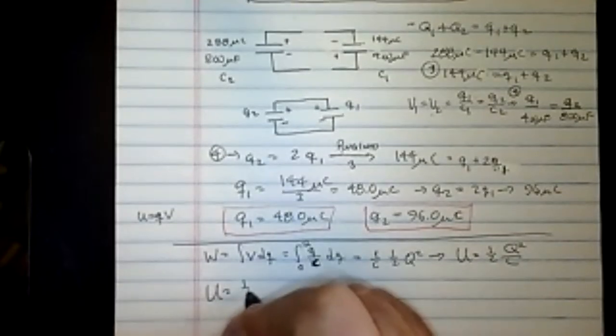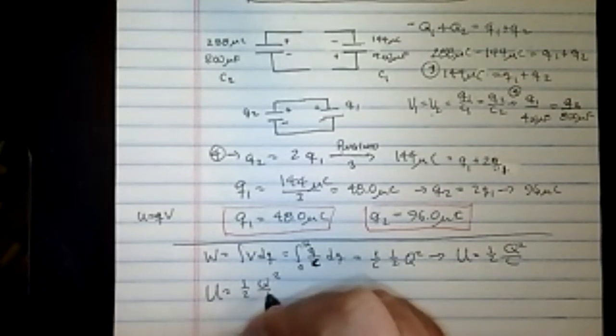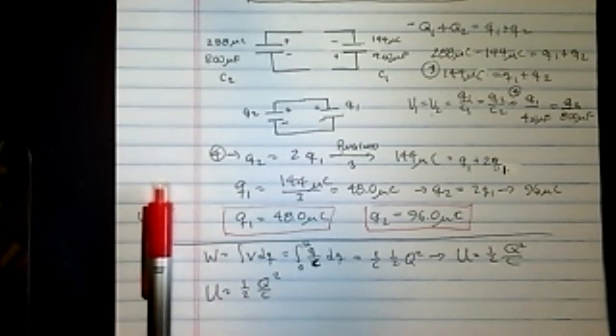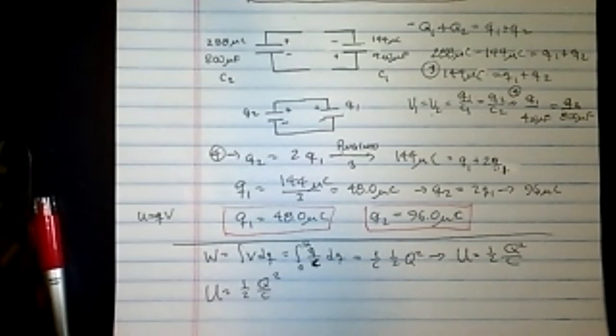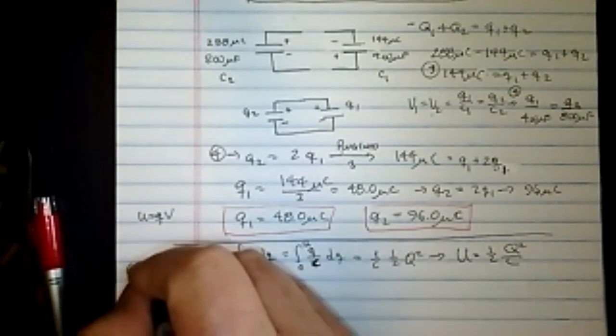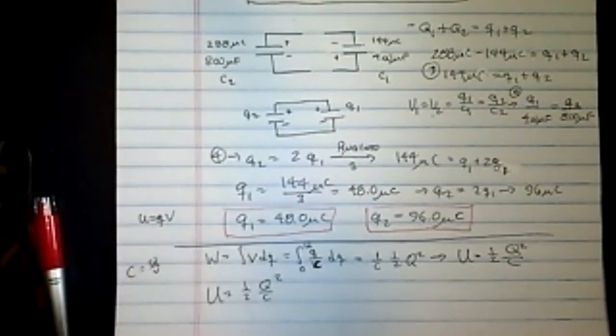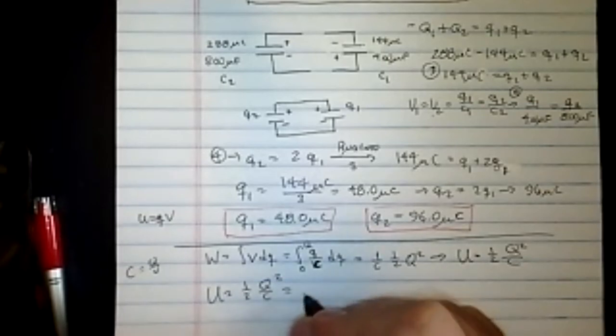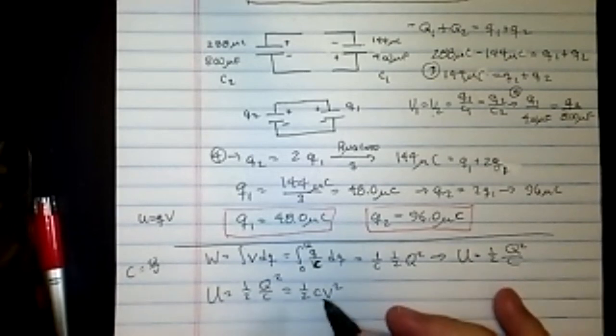So U is equal to 1/2 Q squared over C is one expression. And that's really handy if you want to know the potential energy and you know charge and capacitance. But what if you know charge and voltage instead? Well, then you can say C equals Q over V, so Q should clearly equal CV. If I put CV in there, that's going to be C squared V squared. So one of the C's in the bottom will cancel out, and I'll get a much more familiar looking formula, 1/2 CV squared. Notice this looks exactly like kinetic energy, 1/2 mv squared.